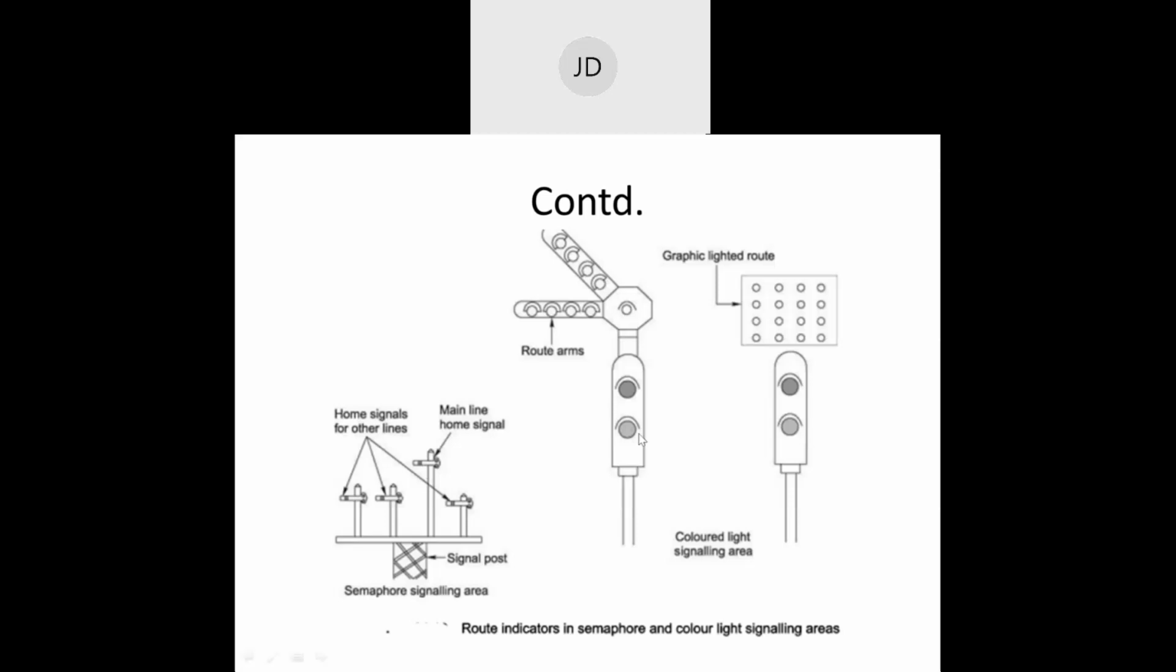A routing signal can also be installed in terms of color light system. This is your main light. This is for main line, and these are for branch line. This is for main line. This one is for branch line. So basically, this is a combination of home signals for both main line and branch line.